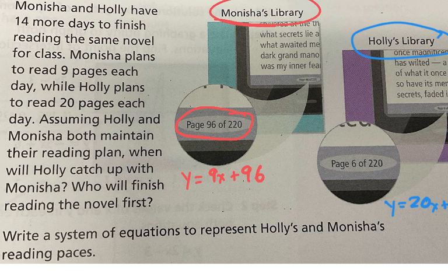1 or even 0, right? If they read 0 more days, then Monisha would have read 96 pages, Holly would have read 6 pages, right? So 0 is the smallest x that makes sense.